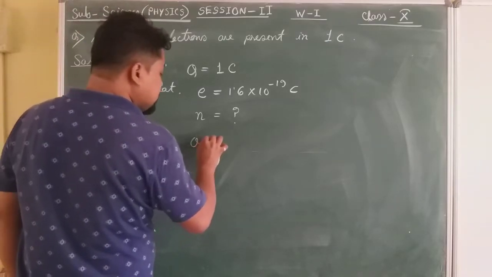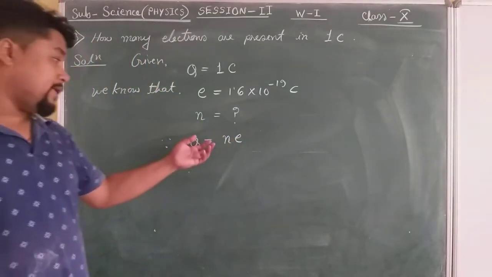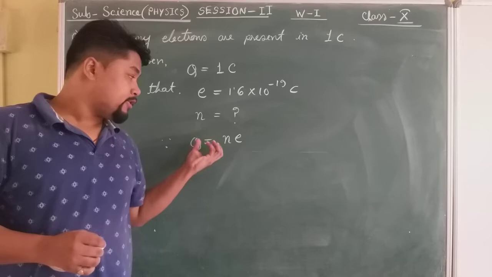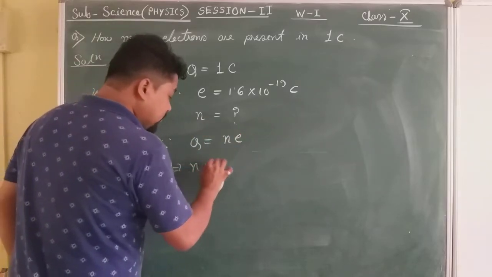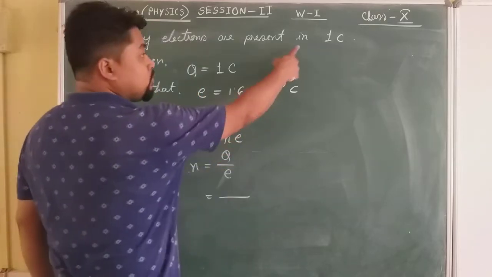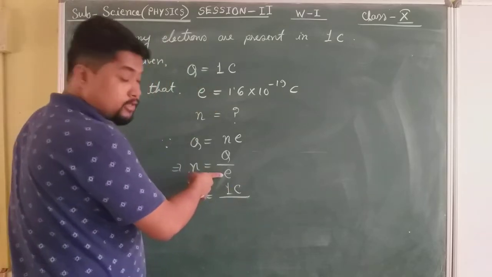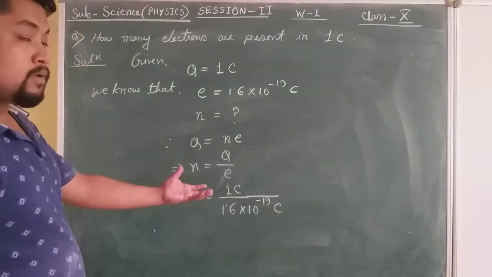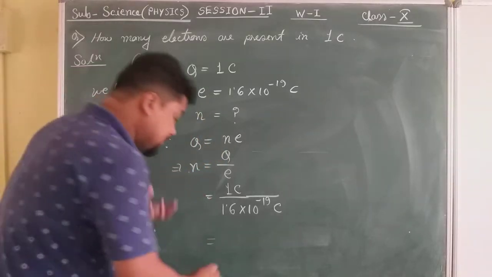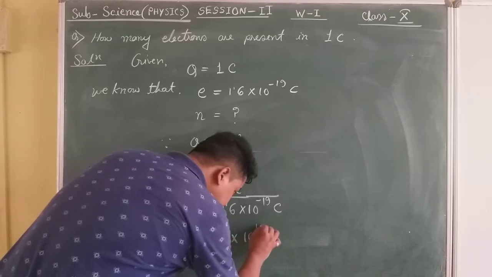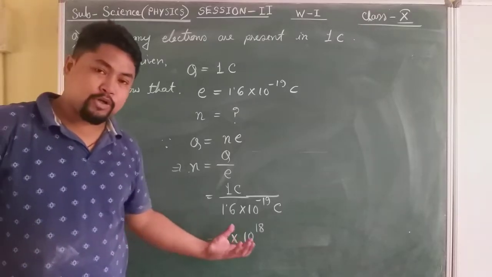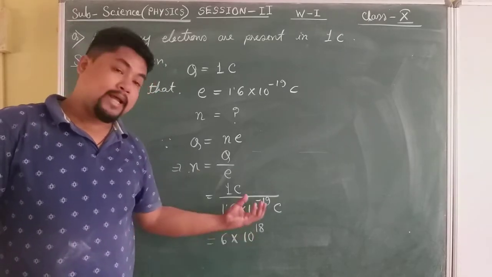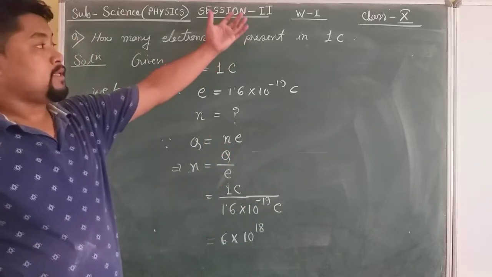We know that Q is equal to what? n into e, plus minus ne. This is the quantization property of electric charge. Q is equal to ne. Therefore, n is equal to what? Q by e. Total charge Q is 1 coulomb, and charge of an electron is 1.6 into 10 to the power minus 19 coulomb. So calculating this, we will get 6.24 into 10 to the power 18. So there are 6 into 10 to the power 18 electrons present in a 1 coulomb charge body.